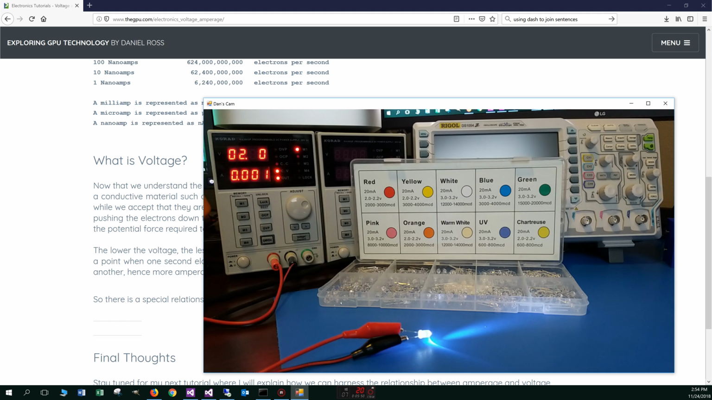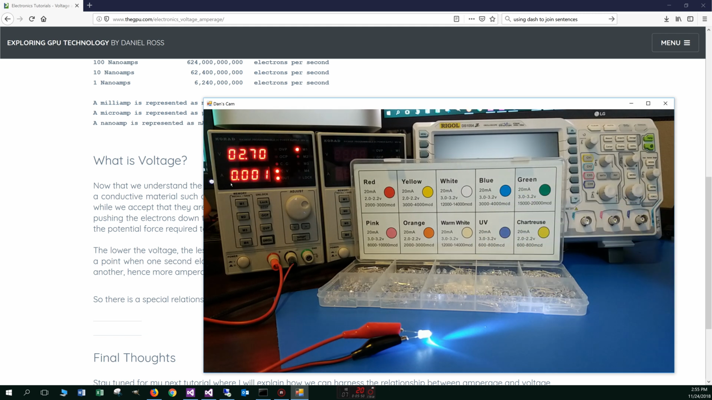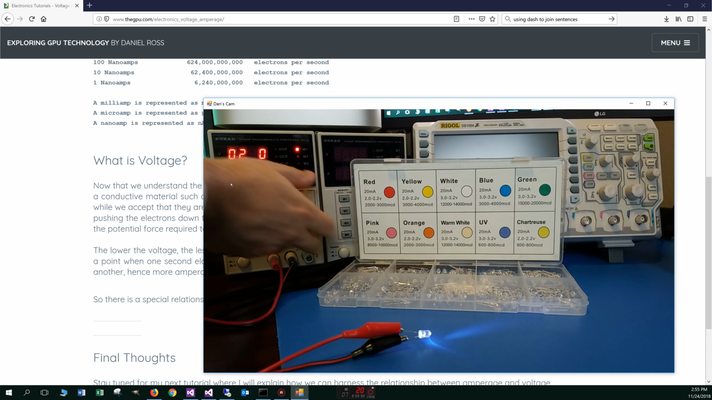The light is still on, but it's somewhere around 1 milliamp, and this power supply here won't measure in microamps. However, I do have this cool thing that I bought on Amazon that does measure in microamps, but I'm not going to hook it up for this tutorial here. I will for future ones on this. All right, so one more notch down. We change this to 2.6 volts.